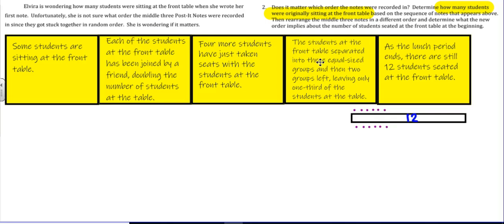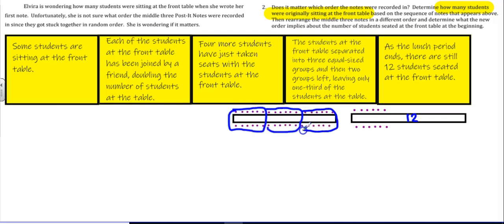And let's look at the sticky note, what happened right before that. The students at the front table separated into 3 equal-sized groups, and then 2 groups left early, leaving only 1/3 of the students at the table. That means that a lot of students left, and the remaining were 12. So 2/3 left, 1/3 stayed. So that means we need 3 groups of this 12 to be sitting at this table. So we have a group of 12, and then another group of 12, and then the third group of 12. So that's a total of 36.